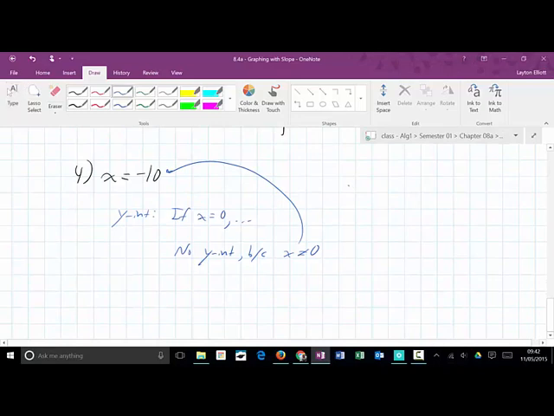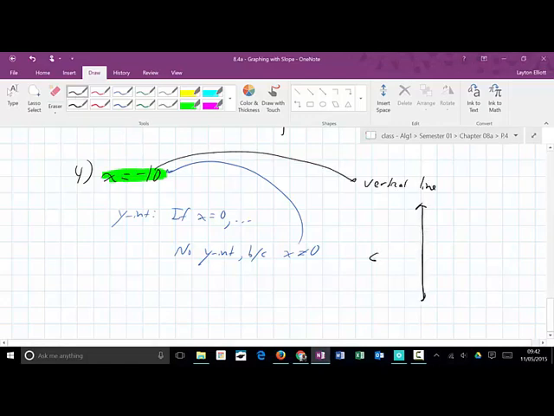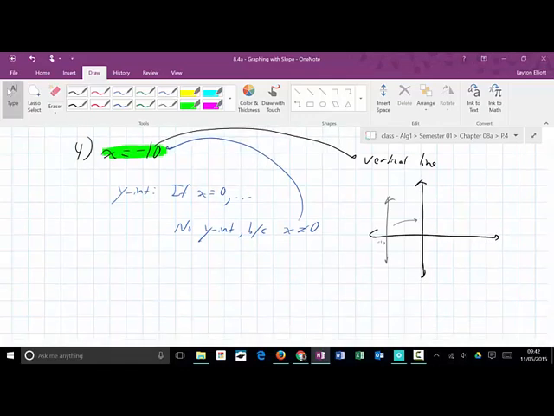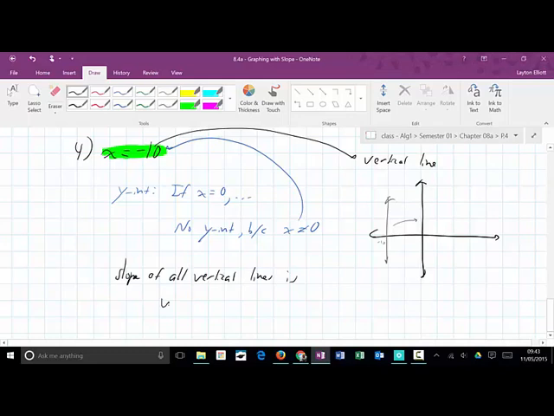This should make sense because if you learned from before that x equals negative 10 is a vertical line. And if I sketch this, it's going to be a vertical line right here. Let's draw that in a different color. It's going to be a vertical line somewhere out at negative 10, and it's not going to cross the y-axis ever. It's going to run parallel to the y-axis. And the slope of all vertical lines is undefined.